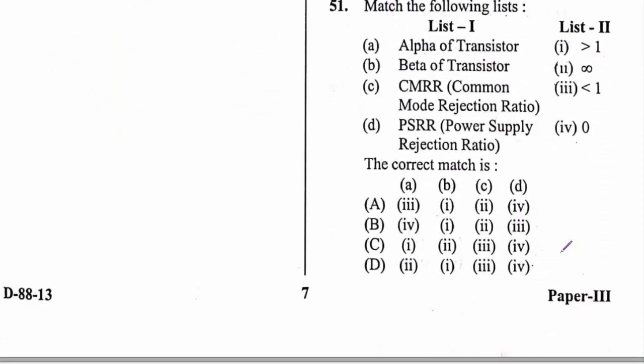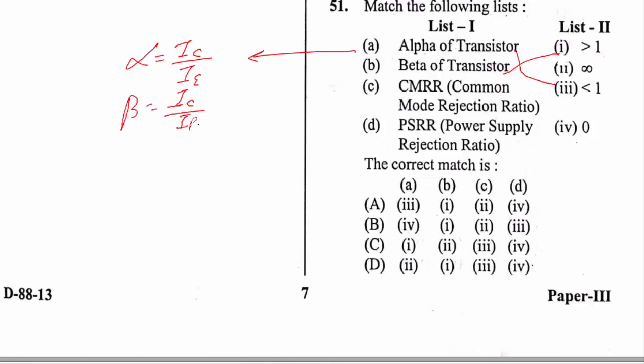51st question, you have to match the following. Alpha of a transistor. We know that alpha is given by IC divided by IE. It's a current gain, so alpha is always less than 1. Beta of a transistor, we know it is always greater than 1. Beta is given by IC divided by IB. We know that IC is very much large when compared to IB.